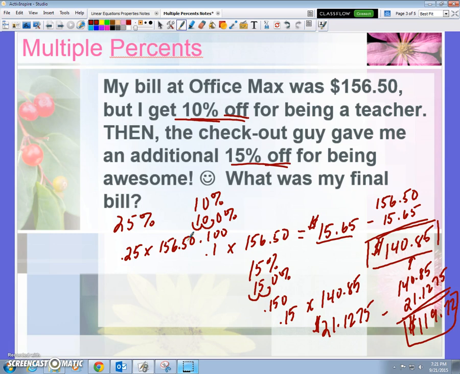0.25 times 156.5, I get 39.125. Let's do 156.5 minus 39.125. I get 117.375. Is that the same as this? No, it's not. So I can't add the percents together and do it just once. I have to do each part separate.